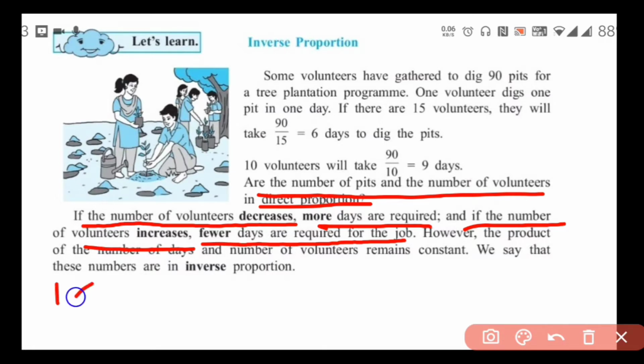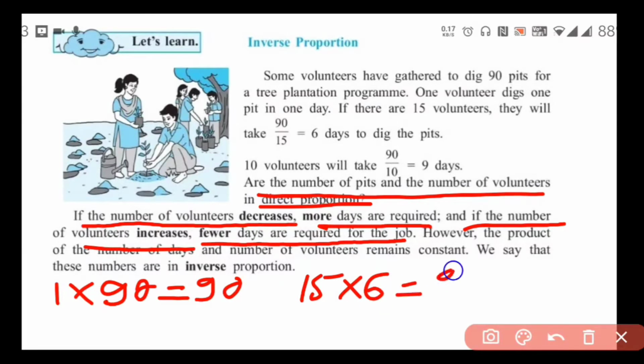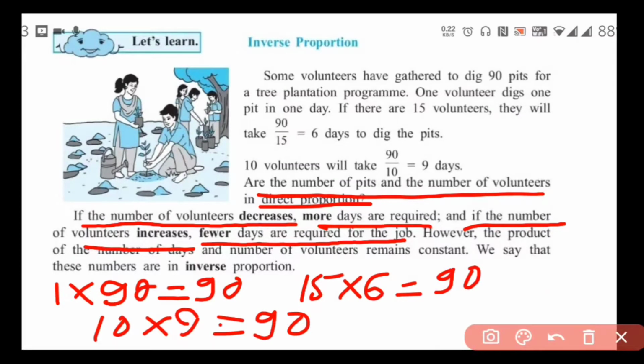For one volunteer, the number of days required is 90. So their product is 90. When there are 15 volunteers, the number of days required is 6. 15 6s are 90. When there are 10 volunteers, the number of days required is 9. So again 10 9s are 90. So in inverse variation, the product remains constant. One quantity is increasing, the second quantity is decreasing at the same time.